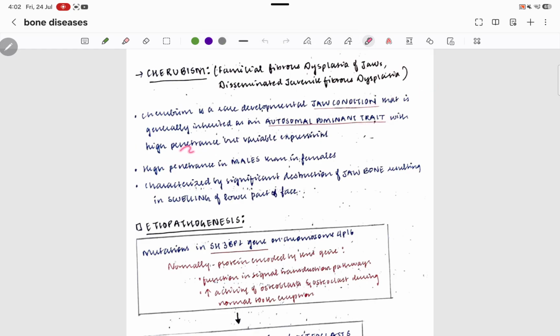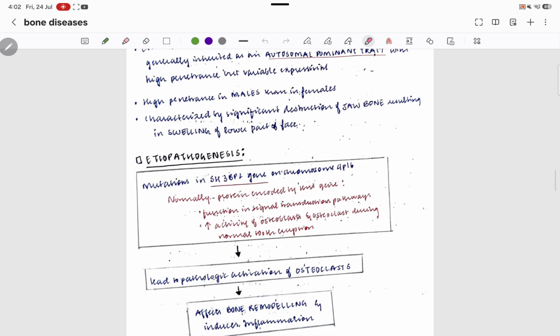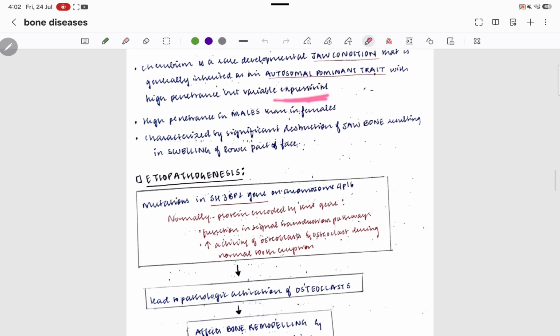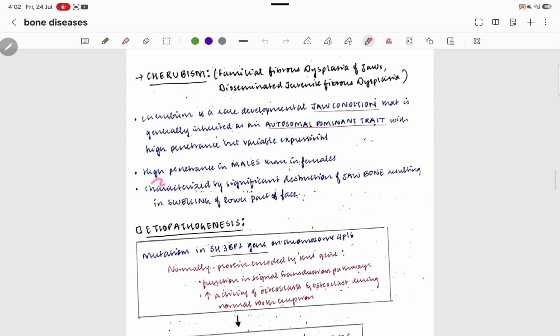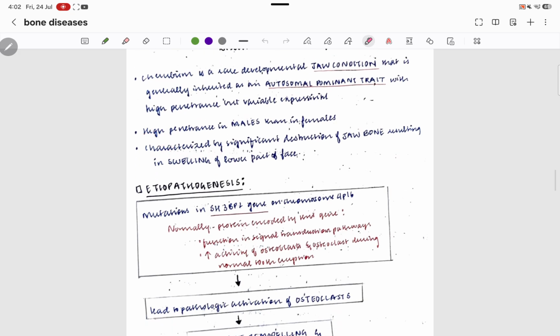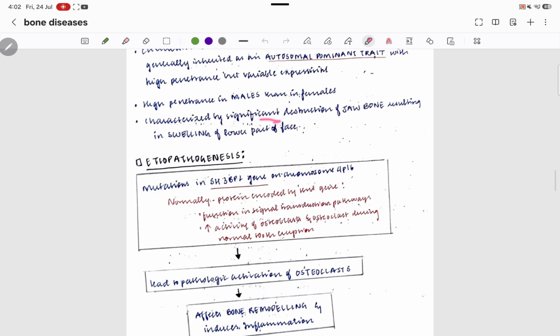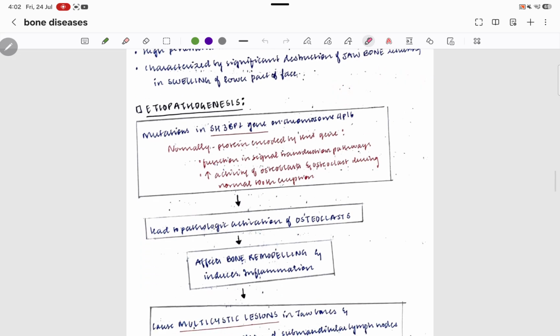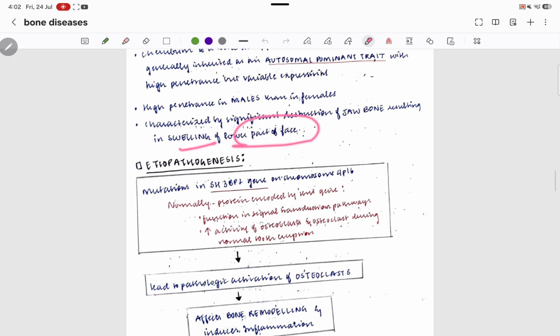Then coming to its penetrance, it has high penetrance but variable expressivity. Let's see the predilection. It is more in males than in females and characterized by significant destruction of the jawbone. So here you have a destruction of jawbone, unlike your monostotic and polyostotic where there was expansion but no destruction. There is swelling in the lower part of the face.